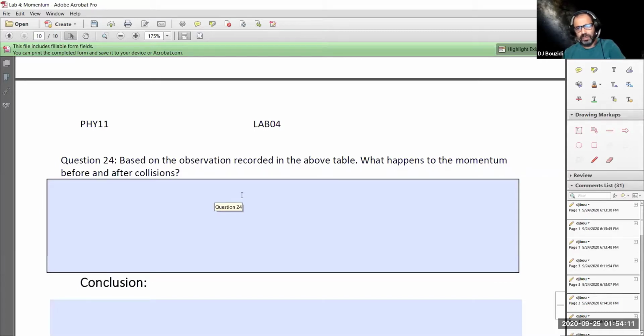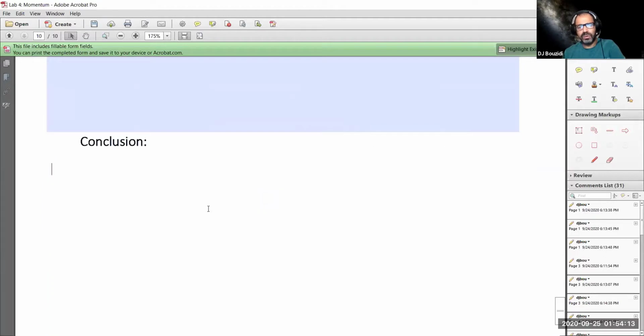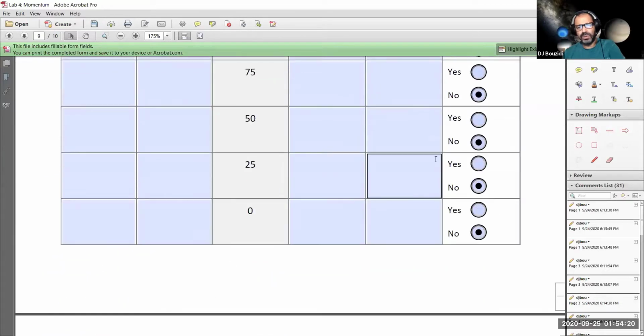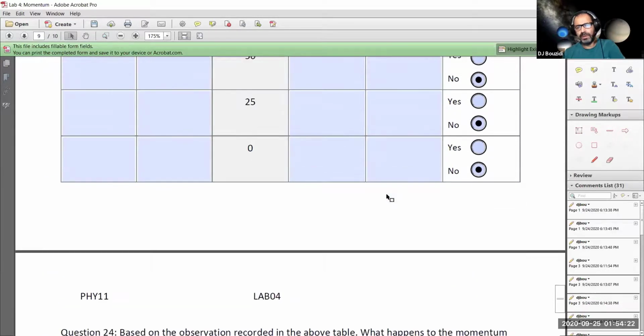No, there was no change in momentum, everything looks good. And the conclusion here needs to be typed into the objective, and make sure if you have any data to report, or observations based on the numbers that you have in there, to report them. Any questions about the lab?